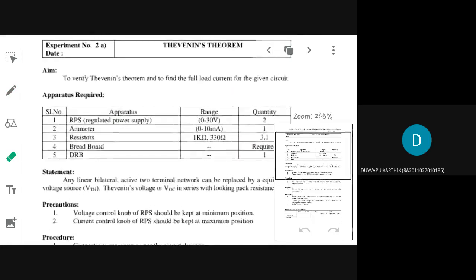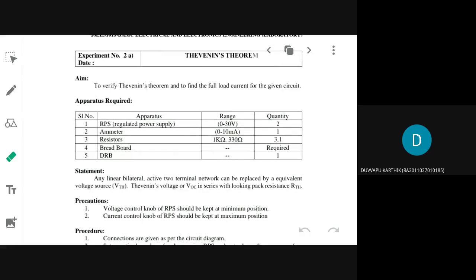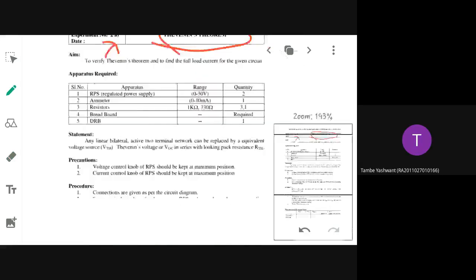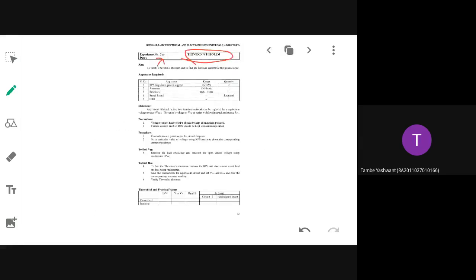Then comes your aim. There are three theorems that you are supposed to verify. What are the three theorems? First one is A part, Thevenin's theorem. That means you have to verify Thevenin's theorem. Then Norton's. A circuit is being given for you. I have already shown you.